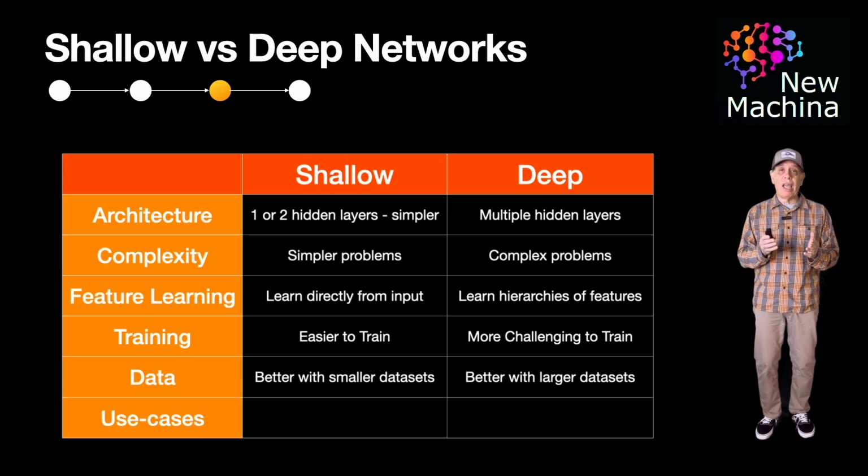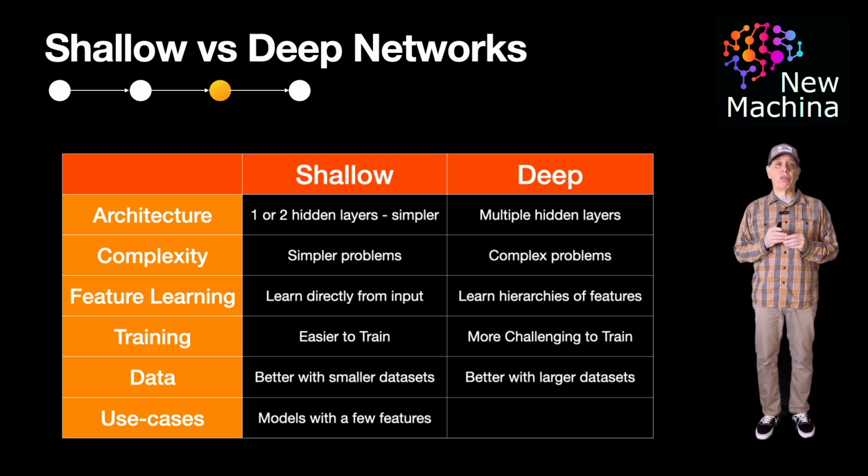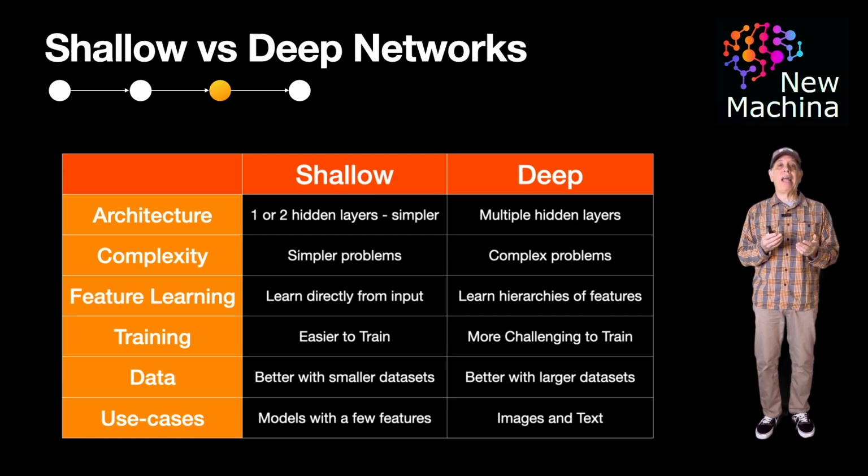So what are the typical use cases for both shallow and deep neural networks? An example of where shallow networks excel is in a predictive model that is based on just a few features. A good example of this is a surf forecast prediction model based on a few features such as wind and wave heights. Alternatively, deep networks are better suited in use cases with lots of data, such as image recognition and natural language processing.